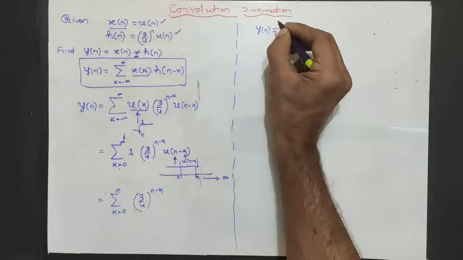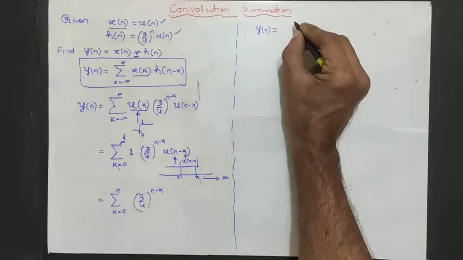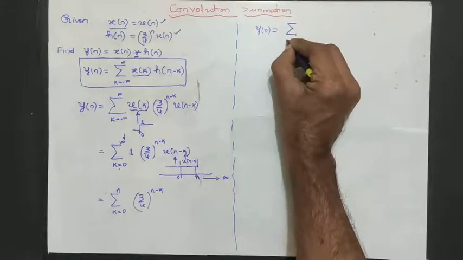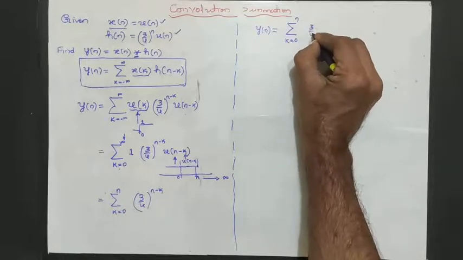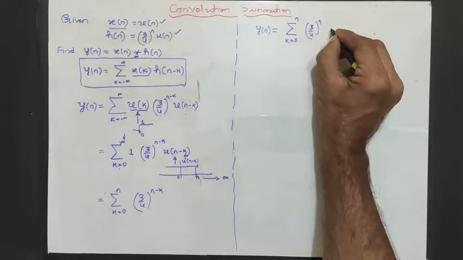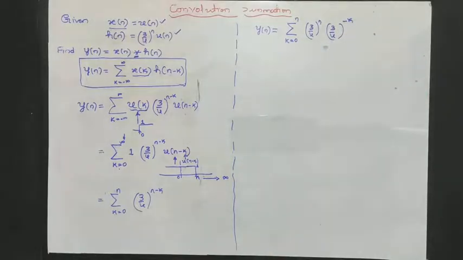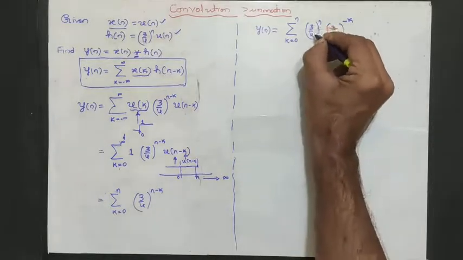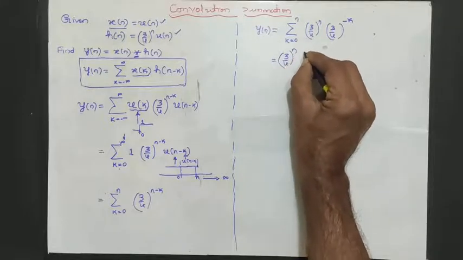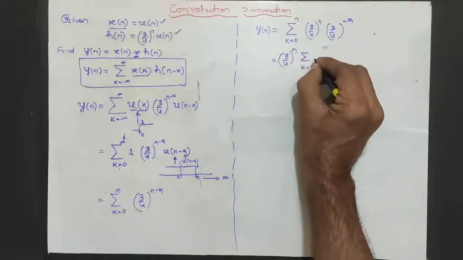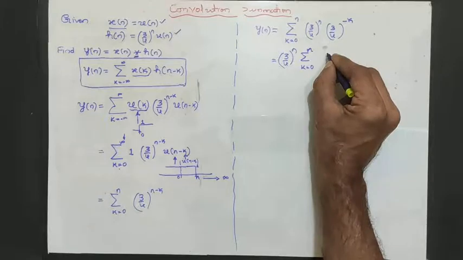Now I am continuing here. y of n is equal to summation k is equal to 0 to n, 3 by 4 raised to n, 3 by 4 raised to minus k. Now 3 by 4 raised to n is a constant, so I shall keep it outside. Summation k is equal to 0 to n, 3 by 4 raised to minus k.